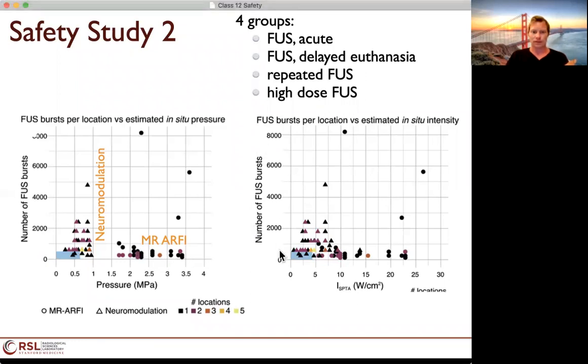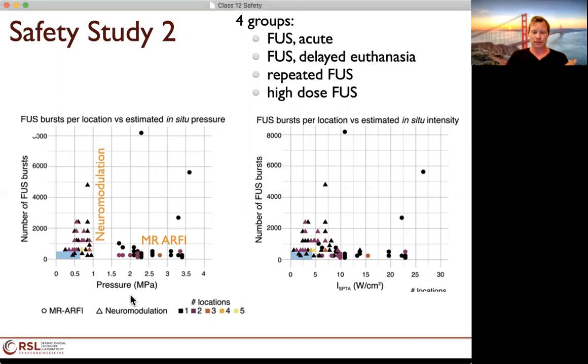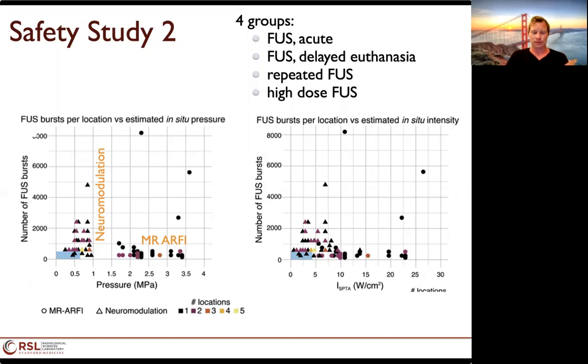In terms of the number of bursts versus ISPTA, that's shown here. That kind of gets back to the point I made earlier, that pressure is more indicative of mechanical effects, and ISPTA is more indicative of thermal effects. So it's kind of nice just to present both.